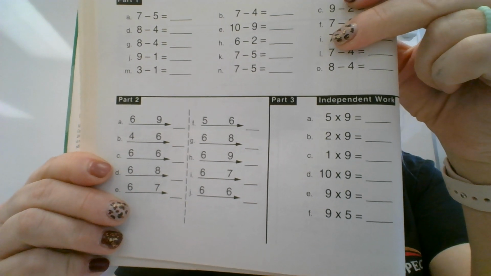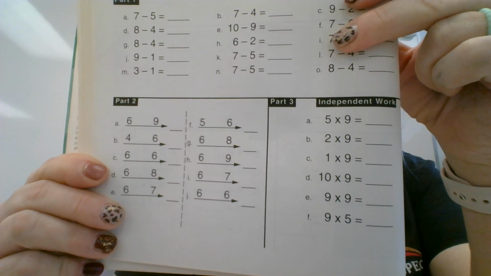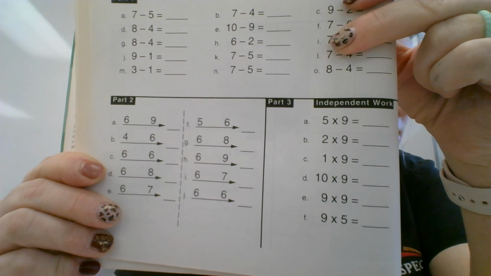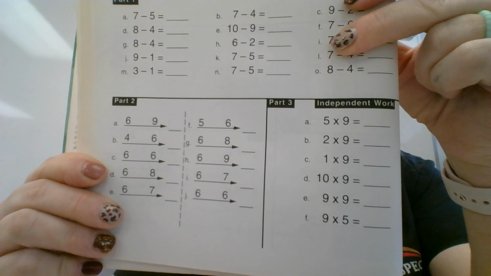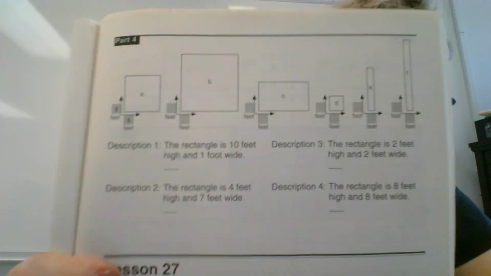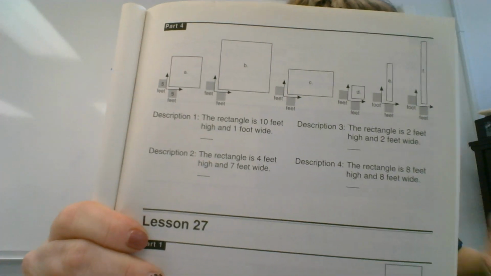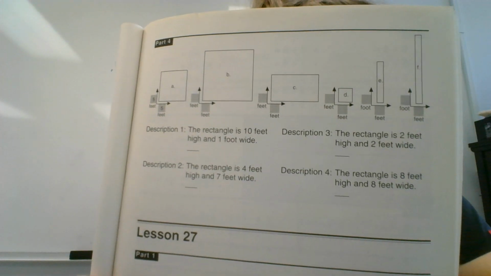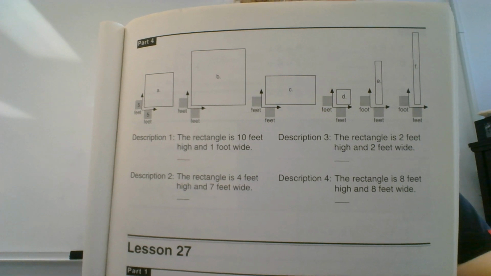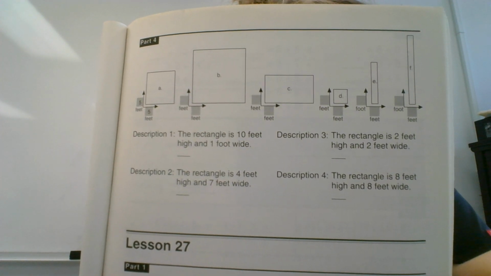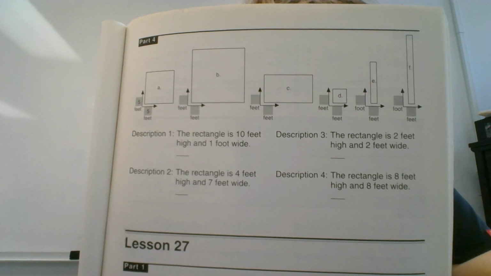Part 3, you're using your multiplication chart. Finding the answers to your multiplication chart. See where they meet in the middle. And part 4. Each of these descriptions tells about one of the rectangles. You're going to figure out which rectangle goes with each description. Then you'll put the numbers on the arrows for each of the rectangles.